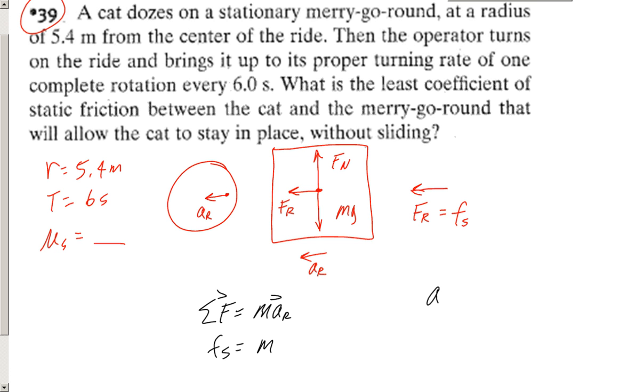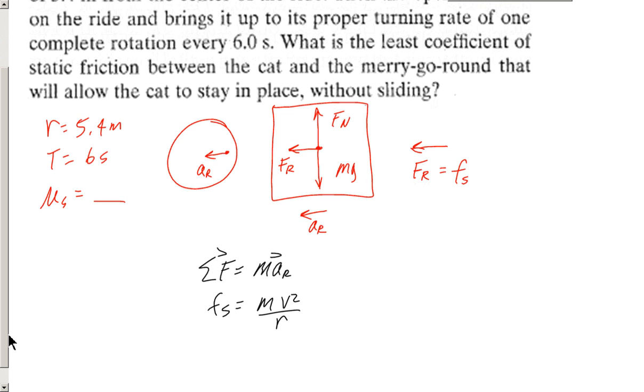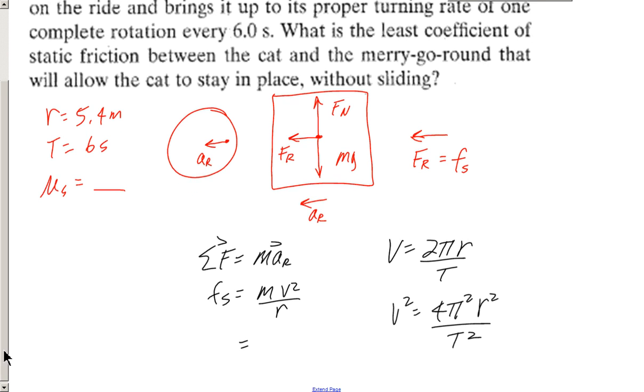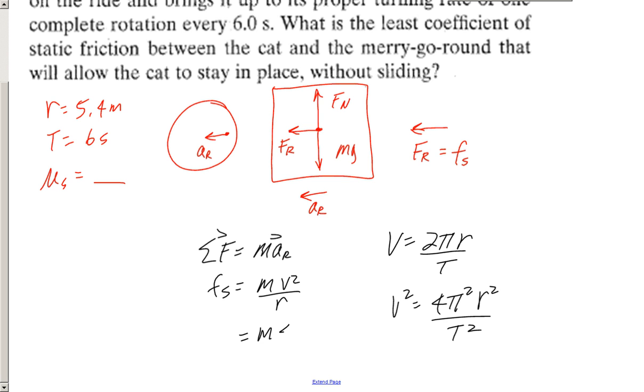A radial is equal to v squared over r. Let me move this over here. And v, which we'll put over there, is equal to 2 pi r over T. The v squared, of course, is 4 pi squared r squared over T squared. So when we plug that in over here, we get m 4 pi squared r, because this r squared is going to cancel with the r over here, and all we're left with is this.